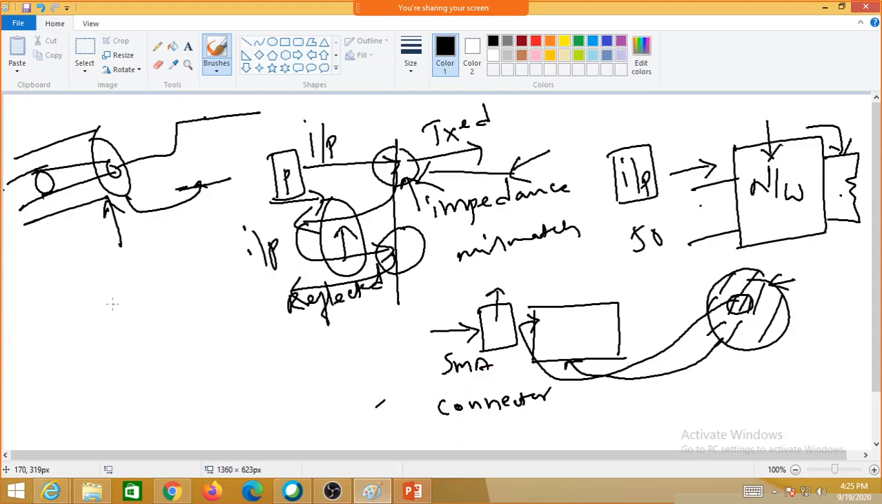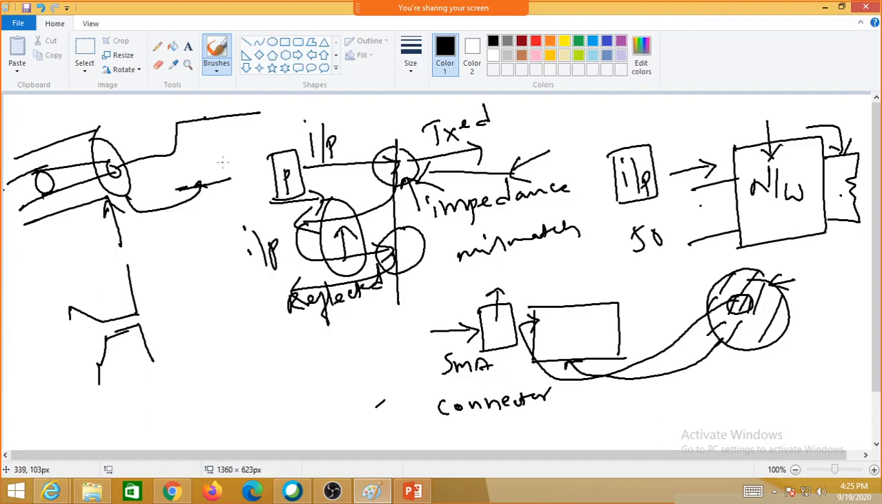Another example: if you have a simple wire antenna, say a single dipole, you have to feed it again through a coaxial connector. You can use one conductor here and one conductor here. That's how you need to take care of the impedance transformation.